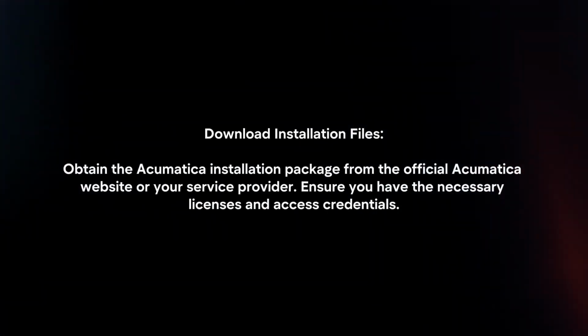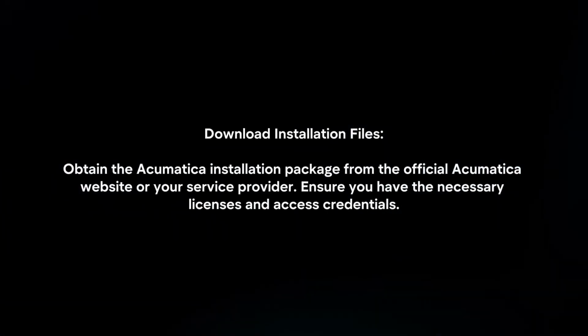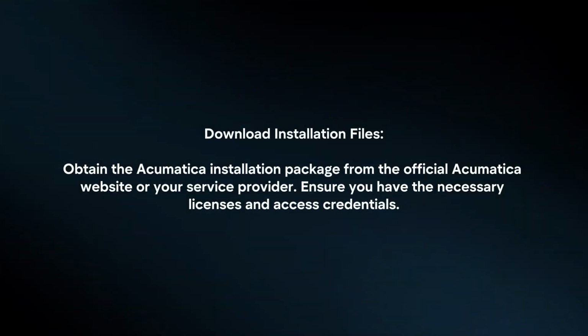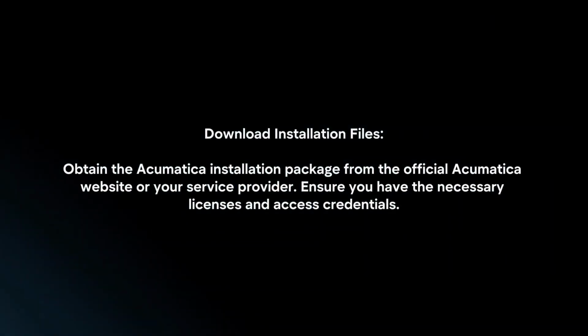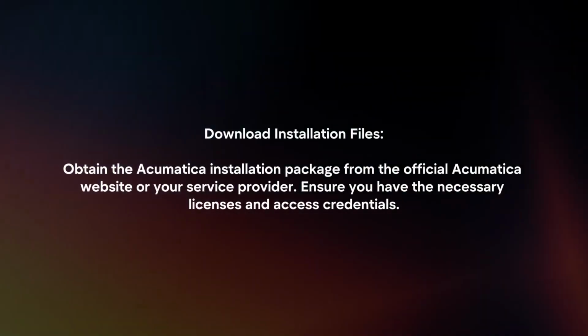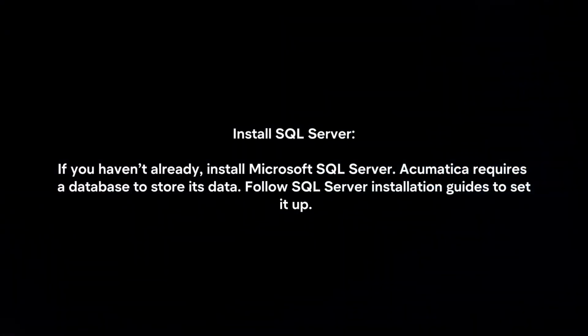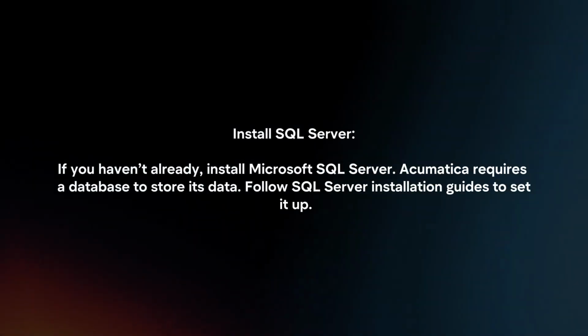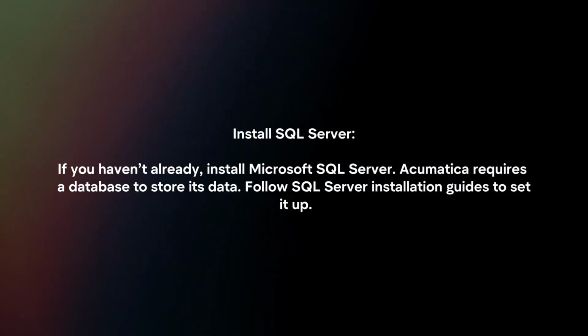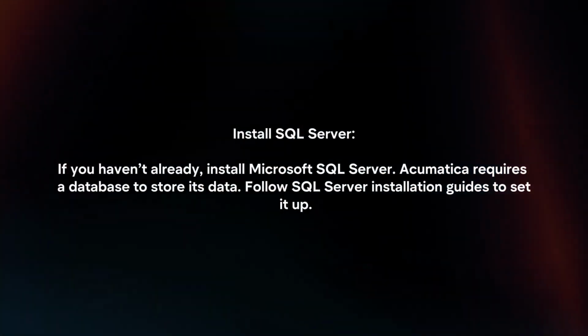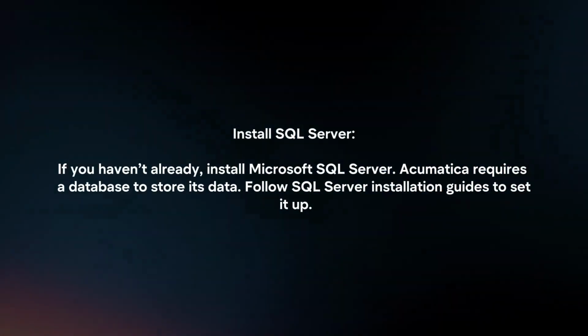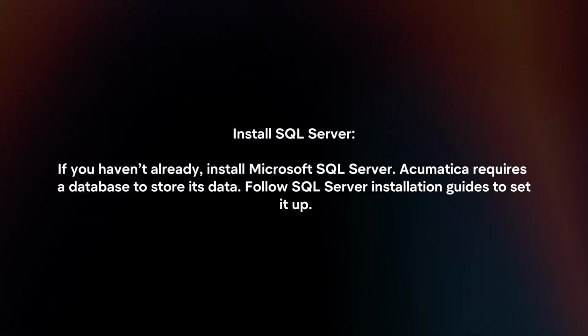Download installation files. Obtain the Acumatica installation package from the official Acumatica website or your service provider. Ensure you have the necessary licenses and access credentials. Install SQL Server. If you haven't already, install Microsoft SQL Server. Acumatica requires a database to store its data. Follow SQL Server installation guides to set it up.